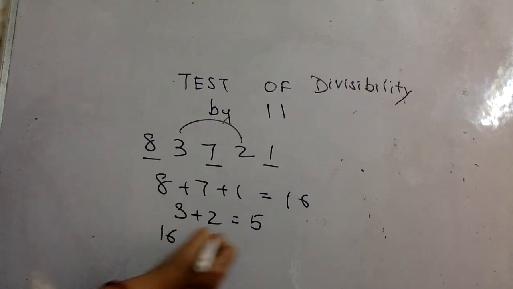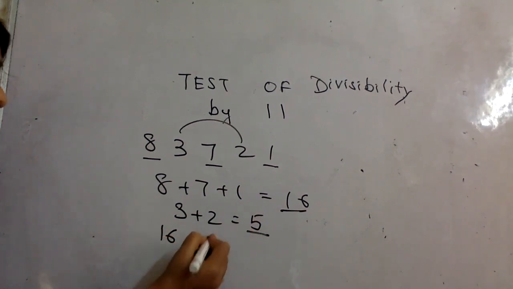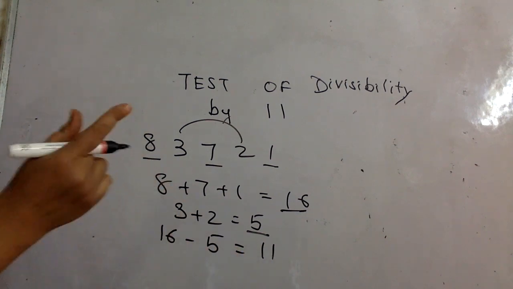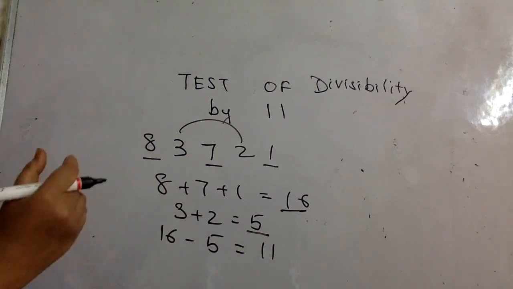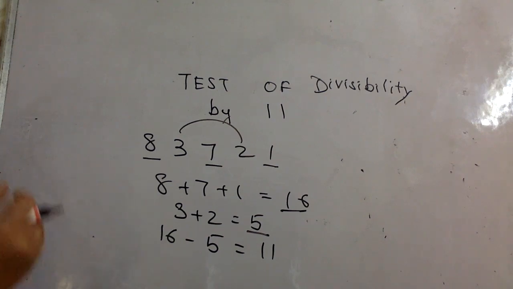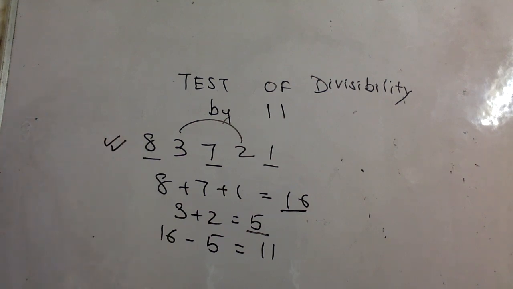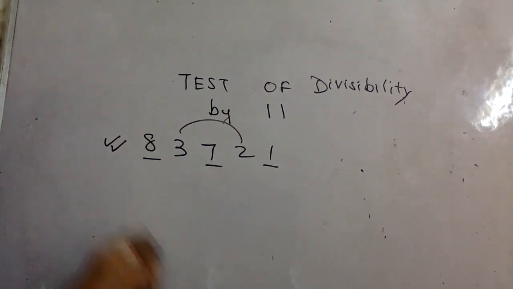So 16 minus 5, that is 11. Here, after the subtraction, if we get a 0 or we get 11, 22, 33, 44, that is multiples of 11, then the number is divisible by 11. So here the number is divisible by 11 for sure. Let us divide it and see quickly.